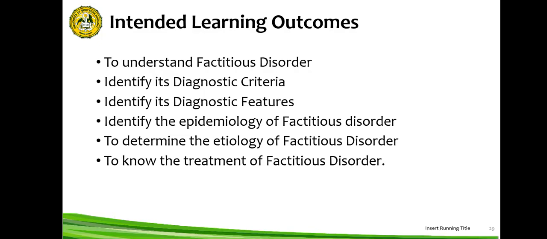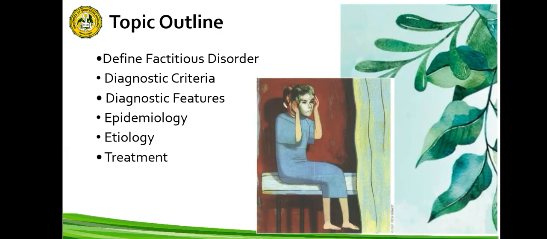So for the intended learning outcomes, it is to understand factitious disorder, identify its diagnostic criteria, identify its diagnostic features, identify the epidemiology of factitious disorder, determine the etiology of factitious disorder, and know the treatment of factitious disorder. For its topic outline: define factitious disorder, diagnostic criteria, diagnostic features, epidemiology, etiology, and treatment.